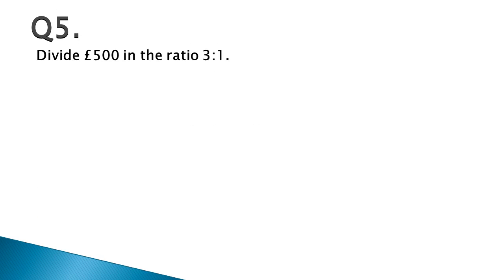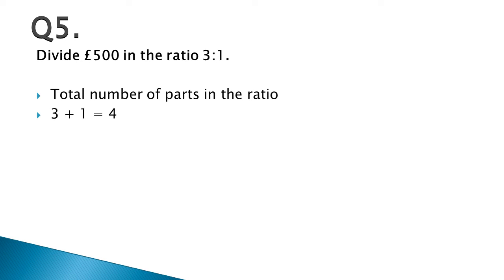Next question says, divide 500 pounds in the ratio 3:1. So 500 pounds has been divided in 4 parts, where one part is 3 times the second part. So the total number of parts in the ratio is 3 plus 1 equals 4. So 500 divided by 4 gives us 125 pounds. That means each part in the ratio is equal to 125 pounds.